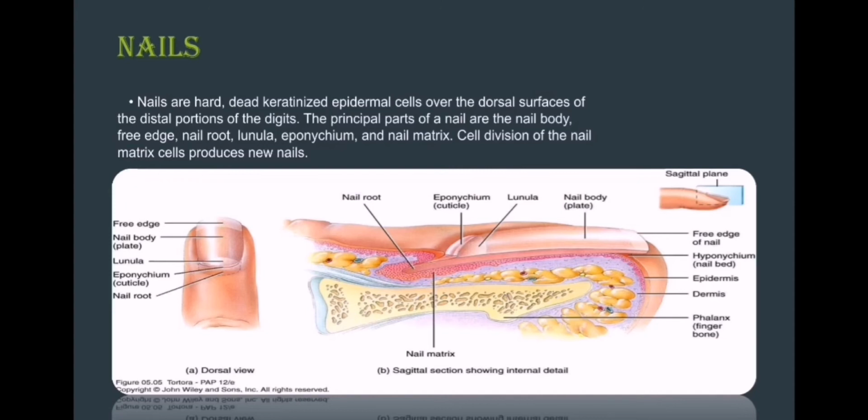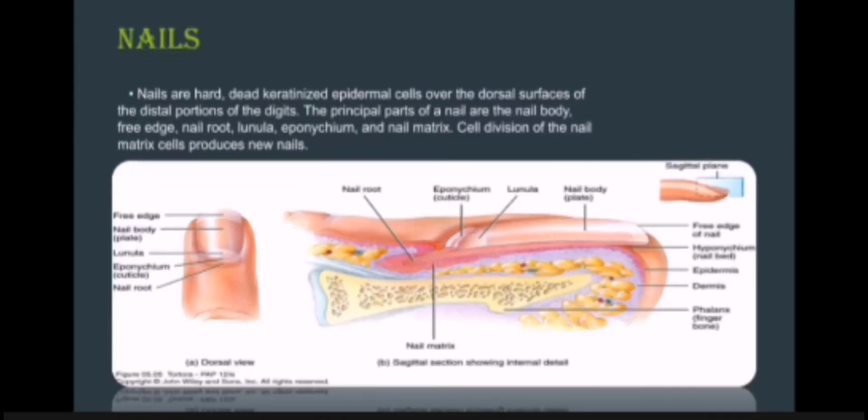So start tayo sa nail body. Ang nail body is composed of dead keratinocytes. As you can see sa picture, siya yung may pinakamalaking portion sa nail. And then free edge, part ng nail that extends past the fingers. Next is the nail root, yung part na di nakita. Sa loob na siya ng finger natin. And then the lunula, the white area or ang base sa nail.